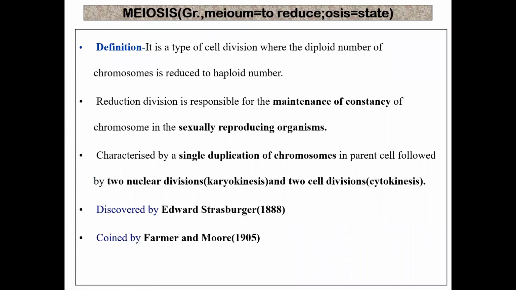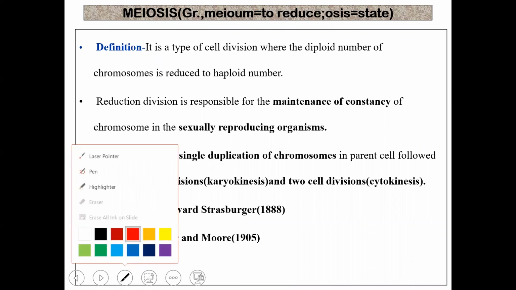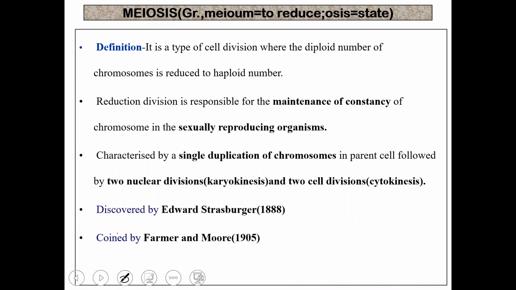So basically, meiosis is derived from a Greek word. Meio means to reduce, and osis means state. Meiosis is called as reductional division. That is why it is called as a reduced state.